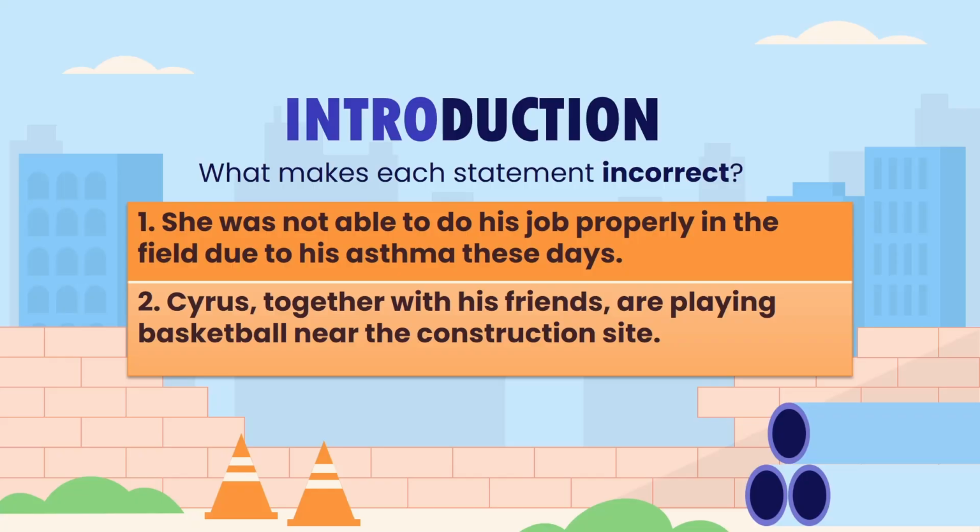Now, what makes each statement incorrect? First, "She wasn't able to do his job properly in the field due to his asthma these days." Number two, "Cyrus, together with his friends, are playing basketball near the construction site." Later, babalikan natin yan.